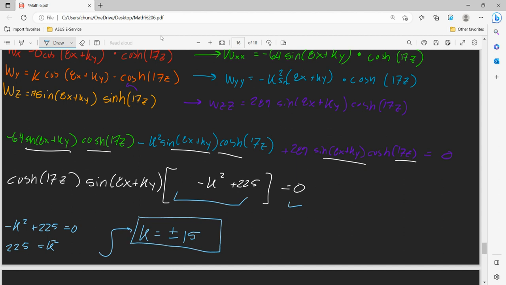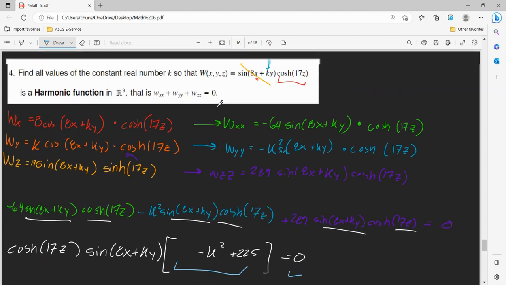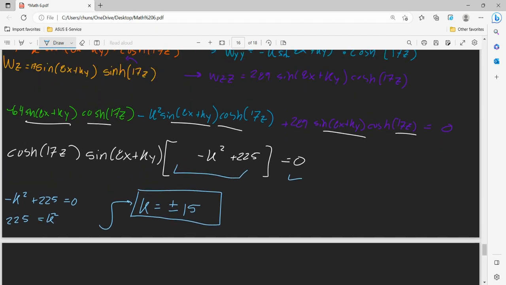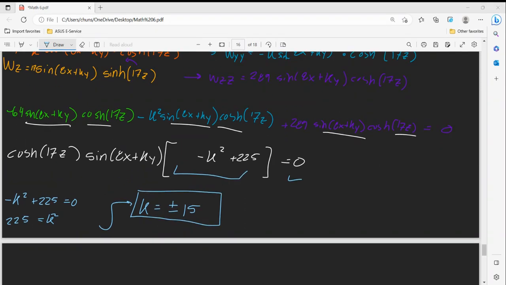Right, so this one was a lot of work, but once you get stronger at your partial derivatives, it will make a lot more sense and it will be really easy to factor out some of these terms. Okay, I'm just going to check my answer to make sure I did it correctly. Yeah, plus or minus 15.